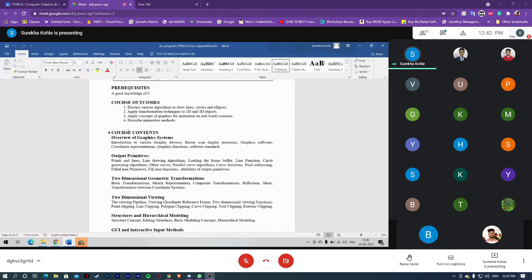There they use viewing pipelines, viewing coordinate reference frame, two-dimensional viewing functions, point clipping. Here also, which part we are going to clip, whether it is a point or line or polygon or curve, or text. For these we have the algorithms. So we will see how we will clip the particular things which we have, like point, line, or anything.